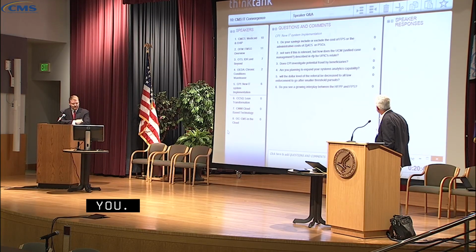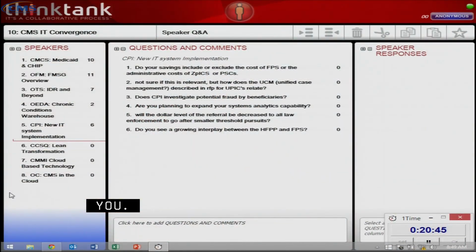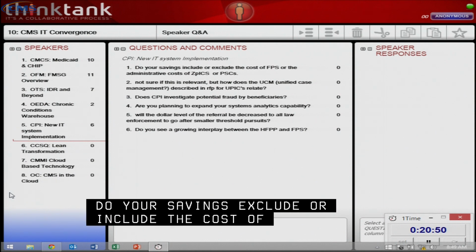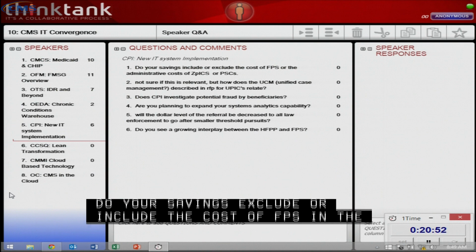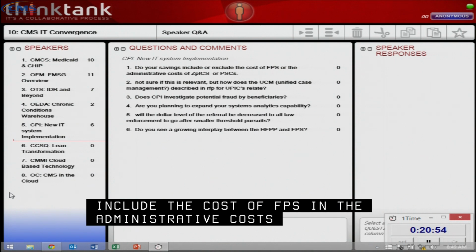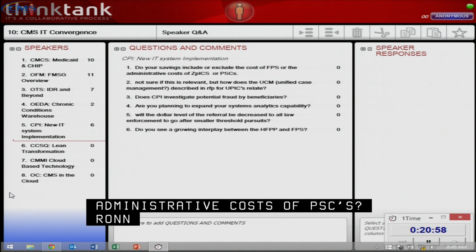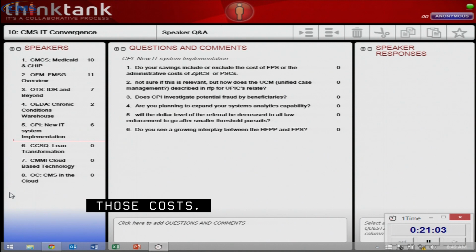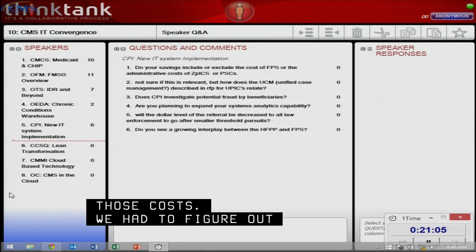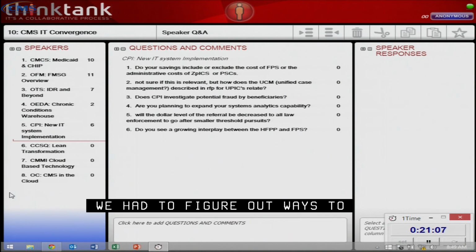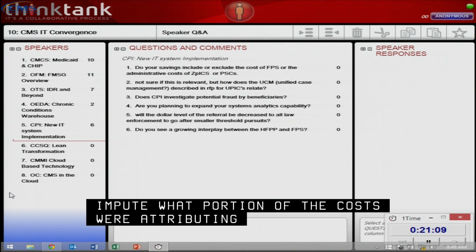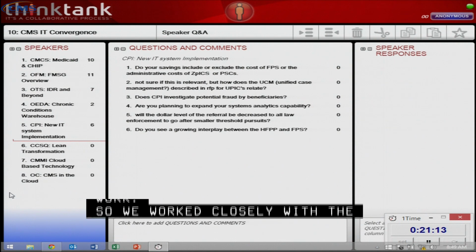Do your savings include or exclude the cost of FPS in the administrative costs of ZPICs or PSCs? Right. Yeah, they do include some of those costs. So what we had to do was figure out, the ZPICs do a lot of things that are outside of the FPS. So we had to figure out ways to impute what portion of their costs we're attributing to FPS-related work. And so we work very closely with the OIG on that. So it does include a lot of those costs.